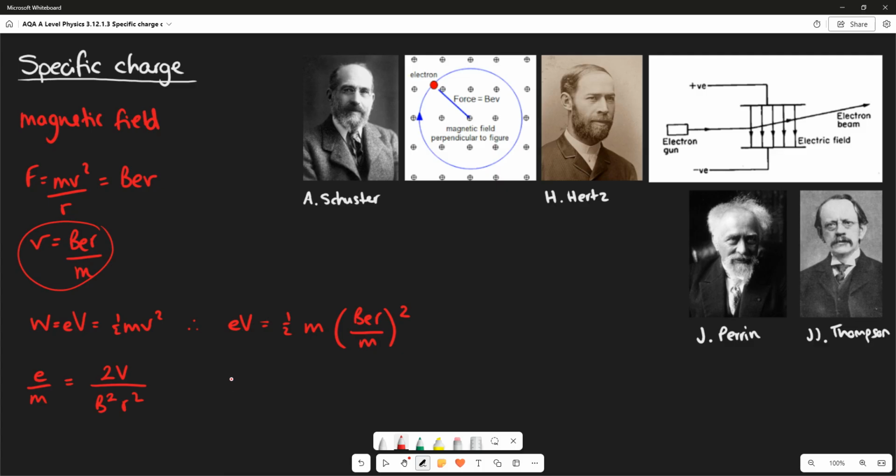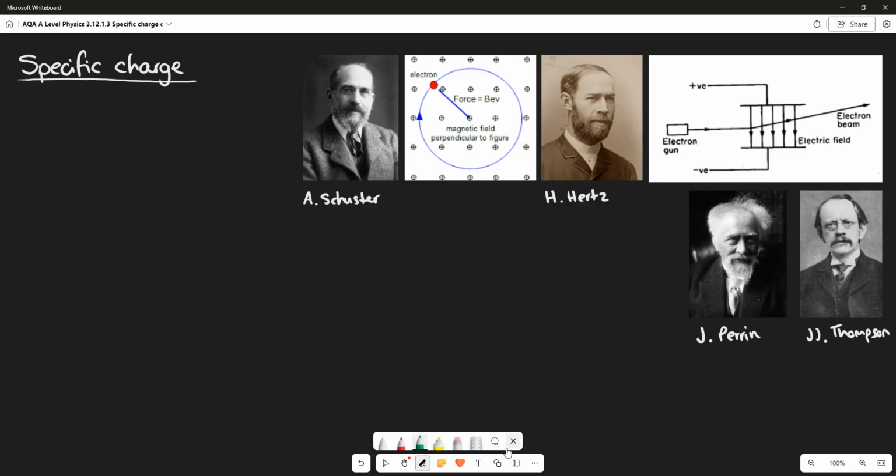And he came up with a value of approximately 10 to the 10 coulombs per kilogram, which is very similar to the value that we have today. It's a factor of 10 out, which has always remained a mystery, but it was the closest value that we had at the time. Unfortunately, because the number was so big, especially compared to something like the proton, this experiment and its results were largely disregarded at the time.